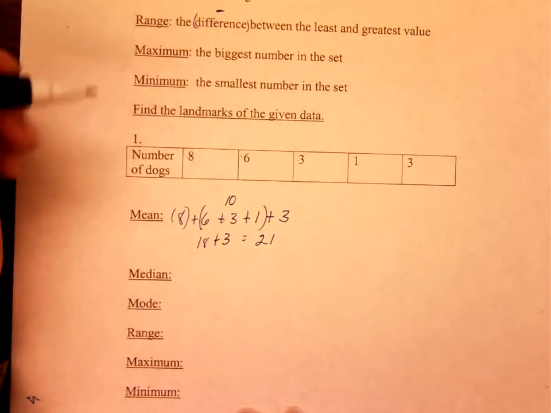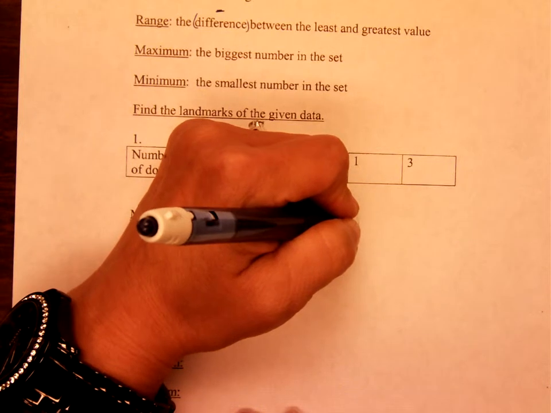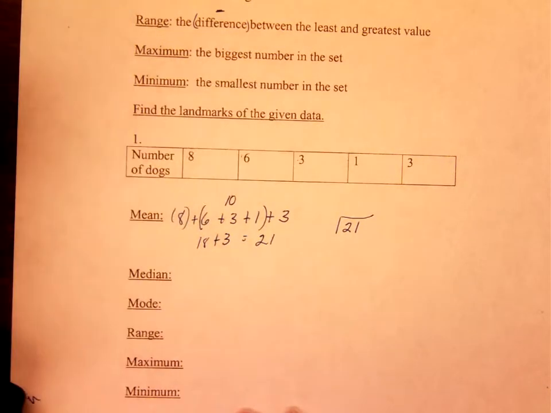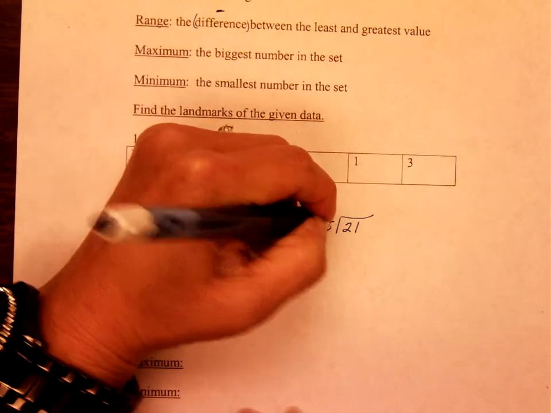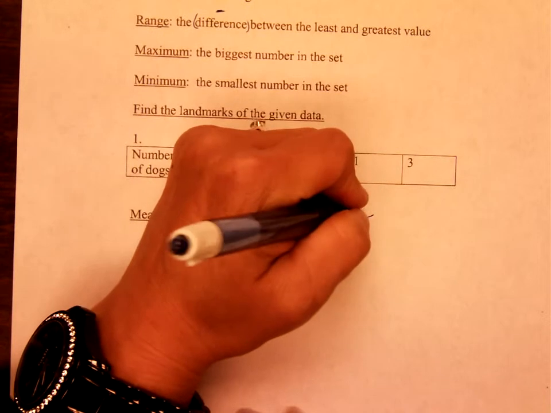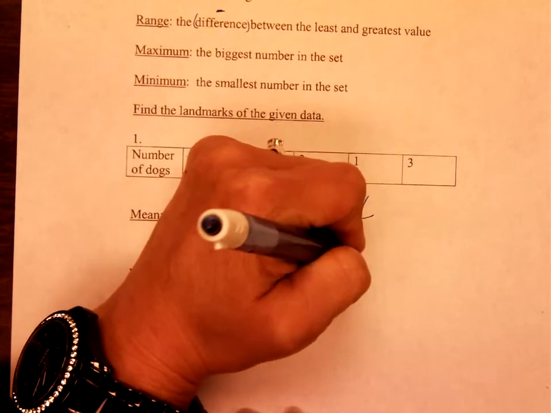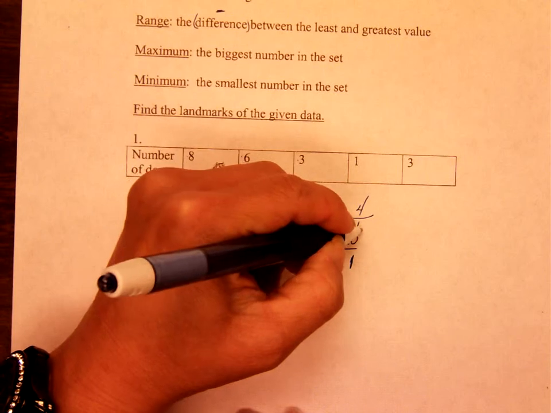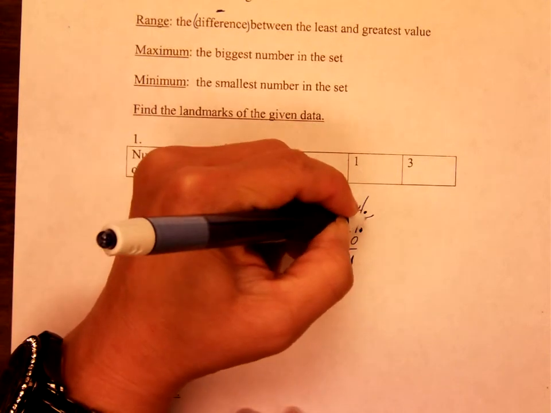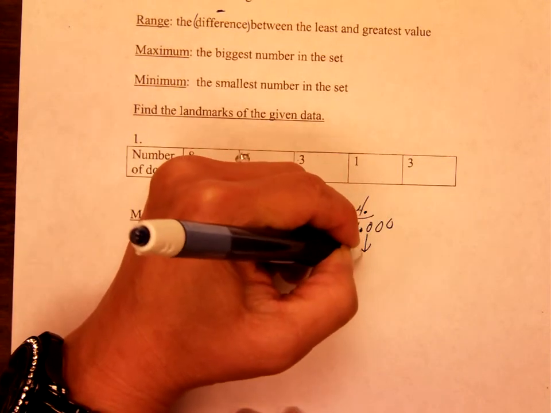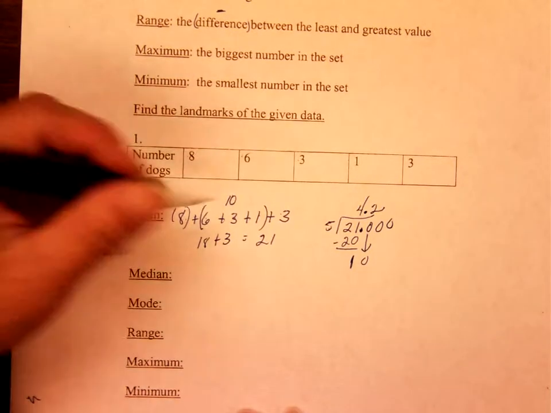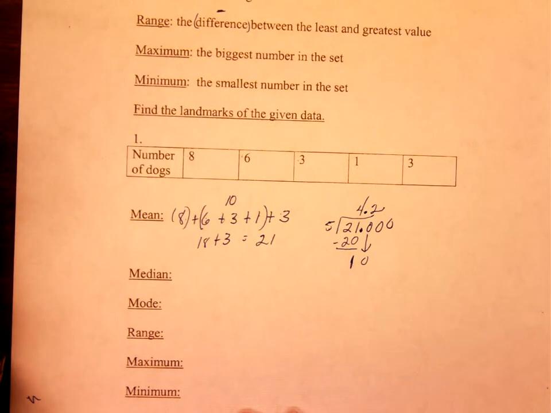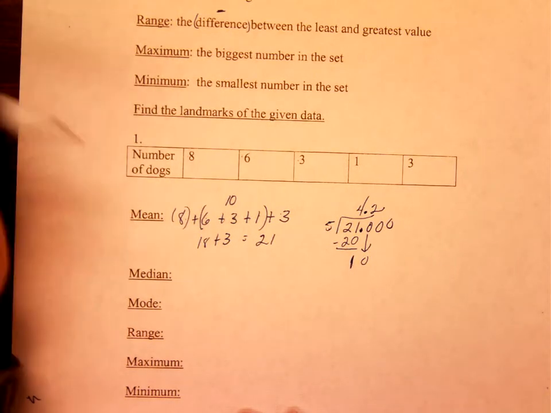So that's the first step. Second step is you just take 21 divided by how many numbers do you have here? 1, 2, 3, 4, 5. So you divide it by 5. 5 goes into 21 4 times, which is 20. Subtract, you get a remainder of 1. Remember, you have the decimal, bring that decimal straight up, add your zeros, bring down the next 0. 5 goes into 10 twice. So your mean is 4.2, which means the average number of dogs in a household is 4.2 dogs.